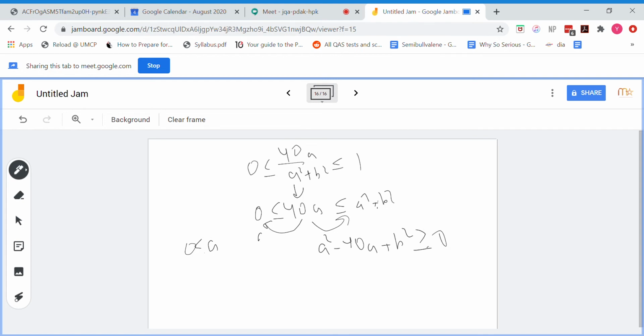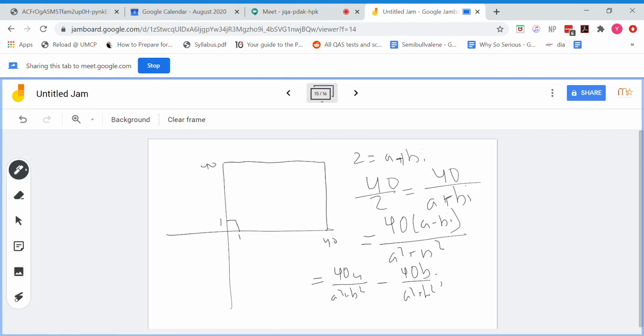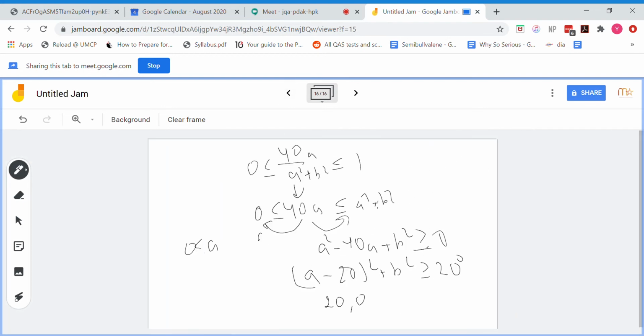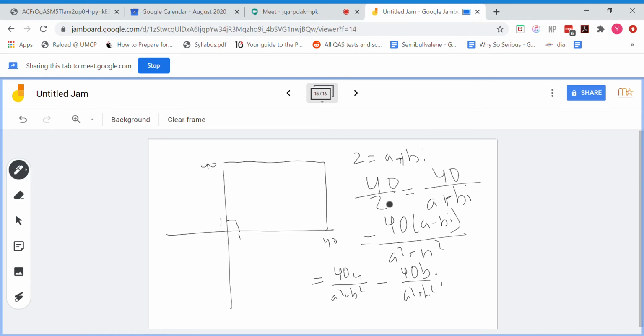And so this looks like the equation of a circle, right? So if we add 400 to both sides, then we have A minus 20 squared plus B squared is at least 20 squared, correct? So this is the area outside the circle centered at (20, 0) and of radius 20. So if we go back to this drawing right here, it's centered at 20, 0, so right here, and it has radius 20, so it's the area outside the circle. So what we're looking for is this area.